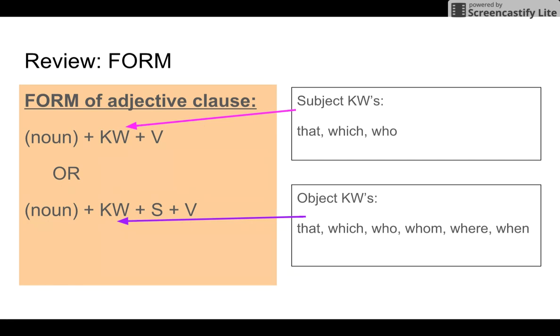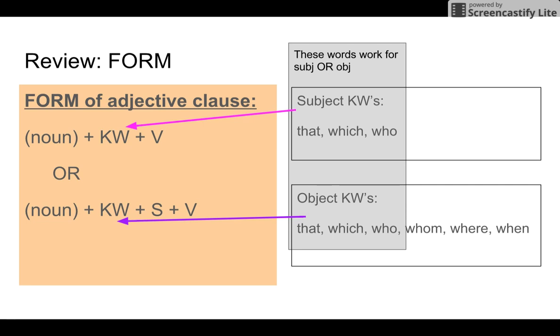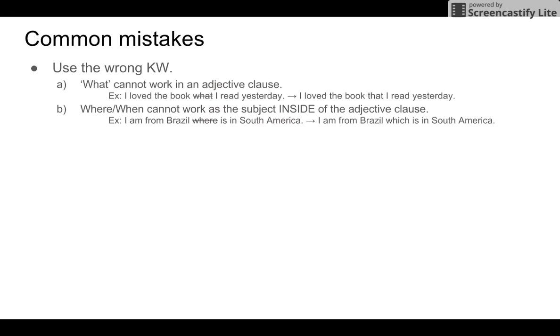The keywords that can work like an object are that, which, who, whom, where, and when. You'll notice that the words that, which, and who can work as a subject, or they can also work as an object. You'll also notice that the words whom, where, and when cannot work as a subject.